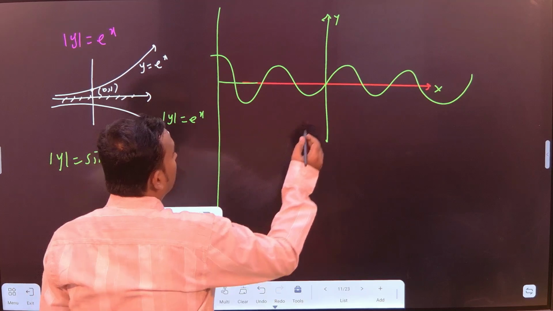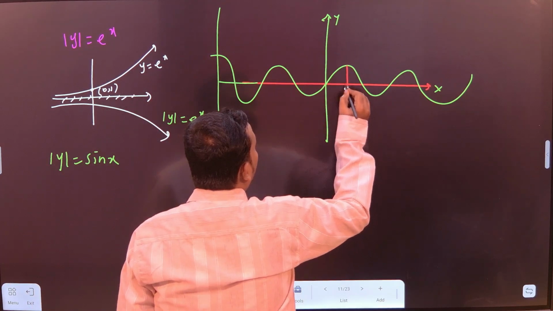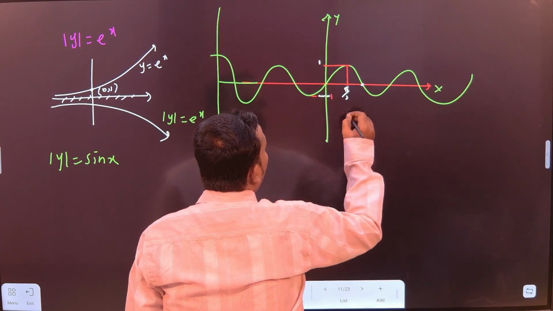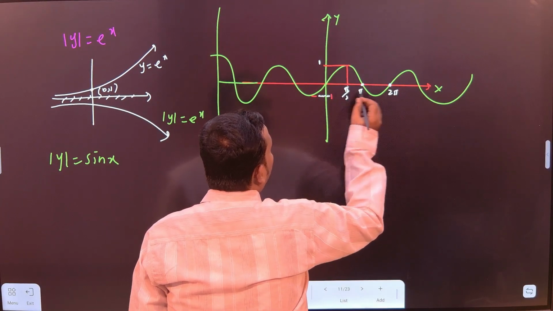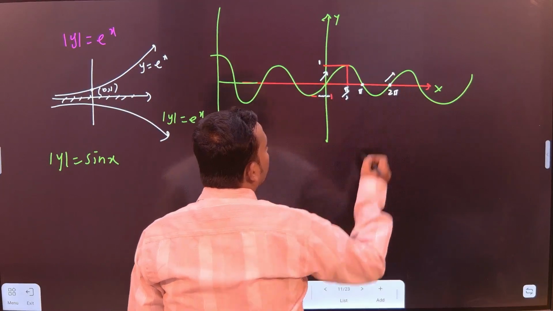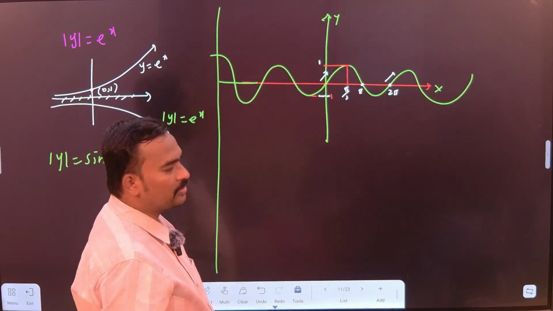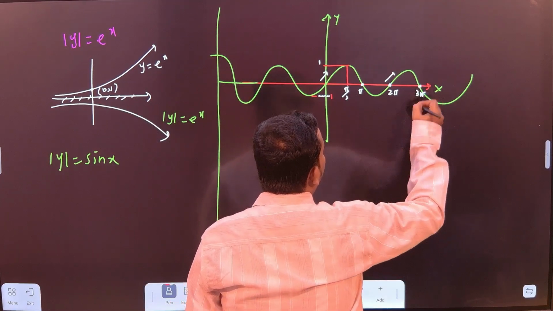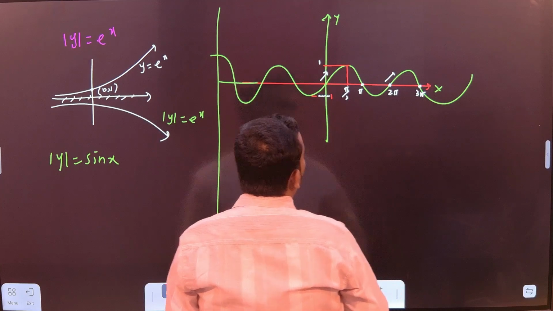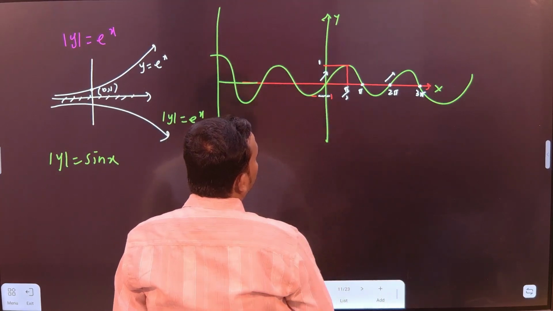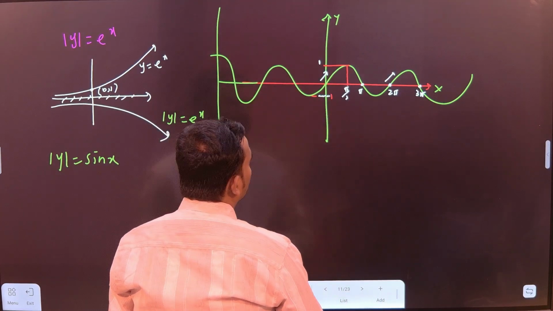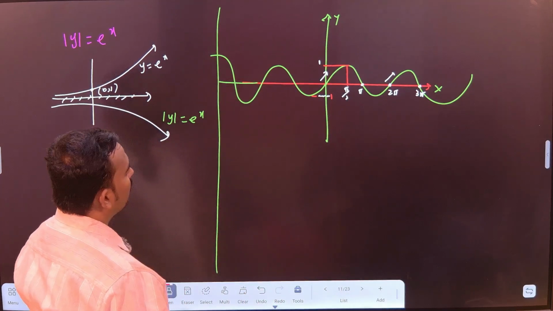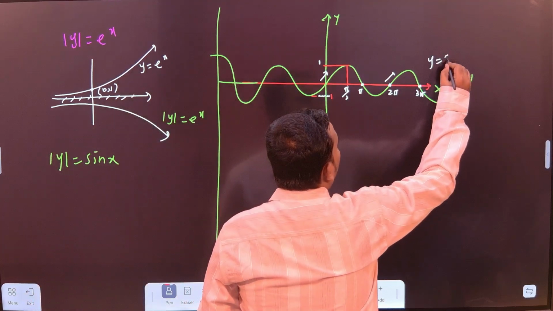You can see this is your pi by 2, and sin pi by 2 is 1. This is your minus 1, right? This is pi, this is 2 pi. You can see that every 2 pi interval the same shape repeats. The period of the sine function is 2 pi. So this is 3 pi you can take, right? Is it correct? Yes. Okay, fine. This is your sin x graph, y is equal to sin x.